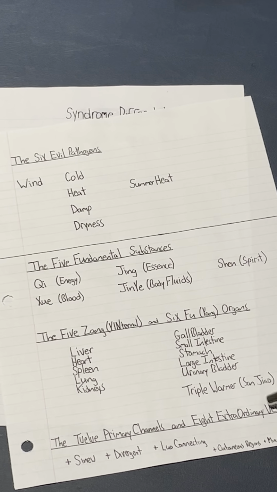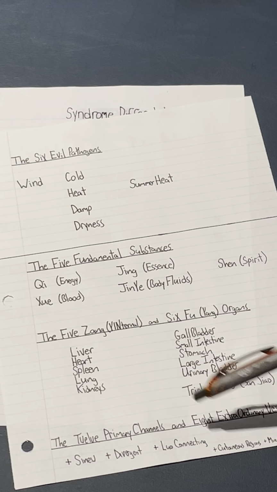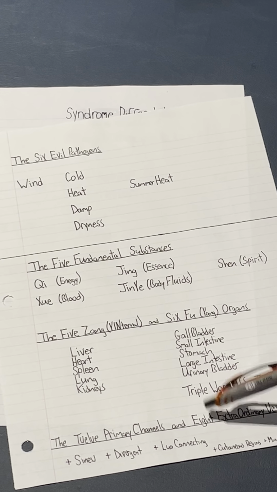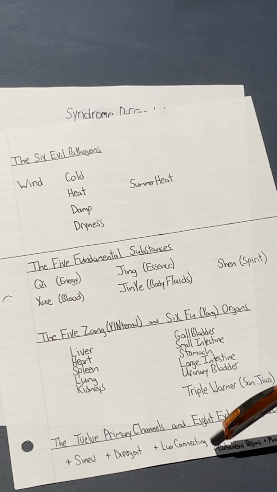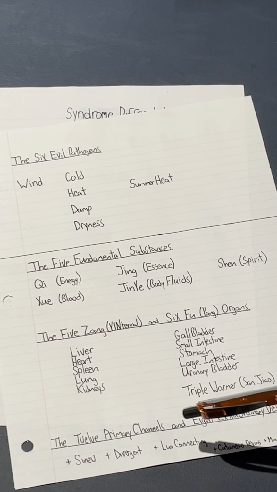12 primary channels and the extraordinary vessels, that's dealing with the energetic anatomy of the meridians or channels throughout the body where the acupuncture points are located.